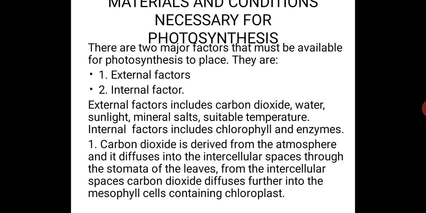Now, carbon dioxide is derived from the atmosphere and it diffuses into the intercellular spaces through the stomata of the leaves. From the intercellular spaces, carbon dioxide diffuses further into the mesophyll cells containing chloroplast.